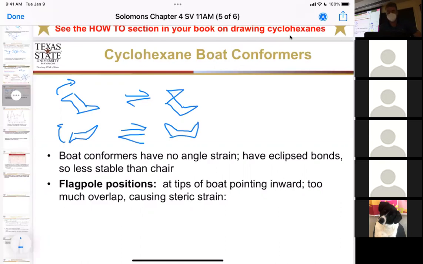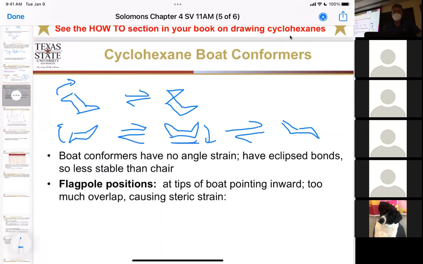Okay, now if we take this side and pull it down, we have the other chair conformation. So we've gone from one chair conformation to the other chair conformation. Okay, and when we do that, we go through this higher energy state here.